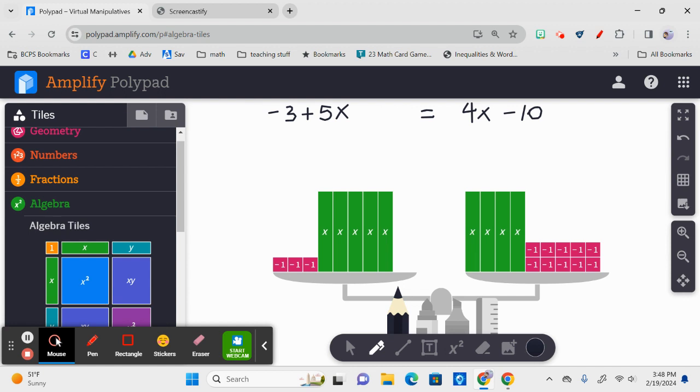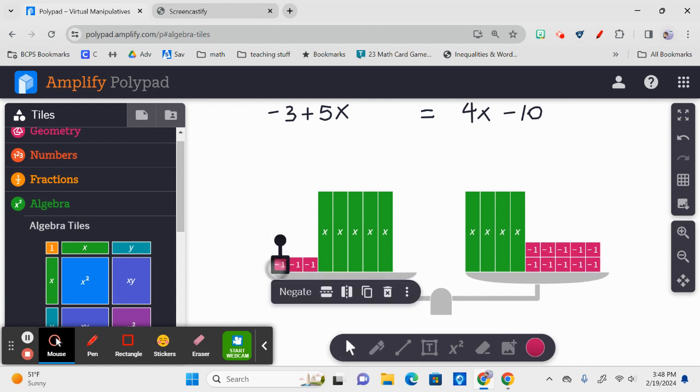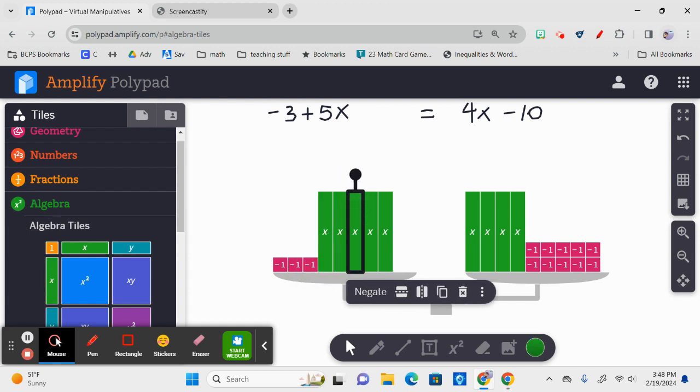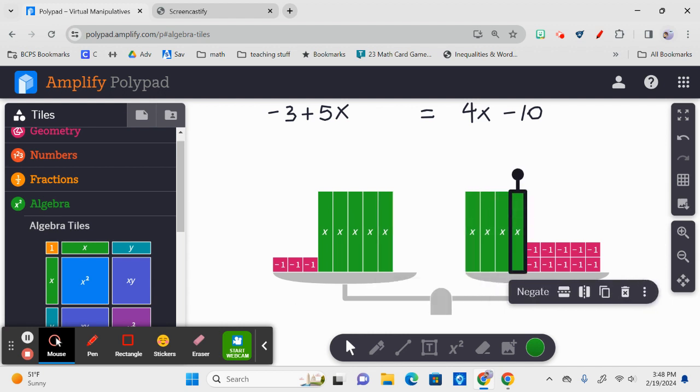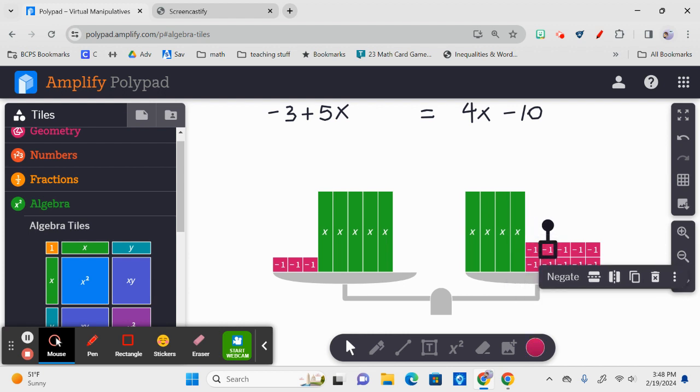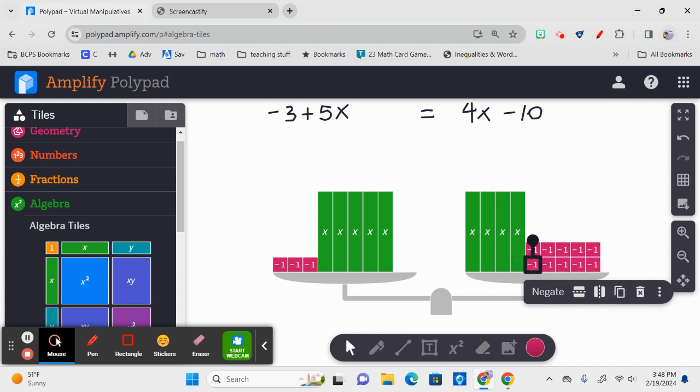So here you can see I have got negative 3 plus 5x equals 4x minus 10 at the top of my page. I have got 1, 2, 3 negative 1 tiles and 1, 2, 3, 4, 5 x tiles on the left side to match the left side of the equation. And I've got 1, 2, 3, 4 x's and 1, 2, 3, 4, 5, 6, 7, 8, 9, 10 negative 1 tiles to match the right-hand side of my equation.